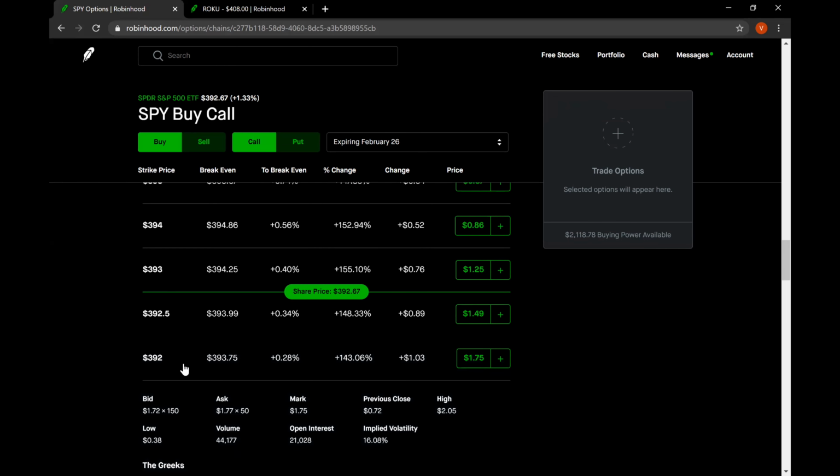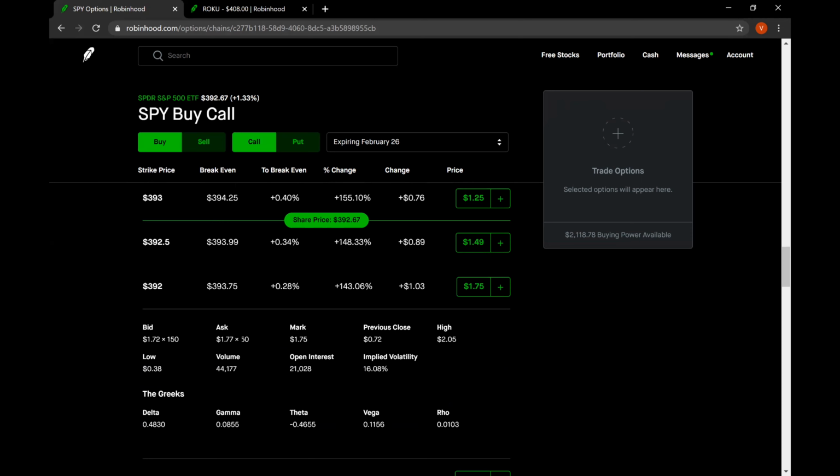You can also click on the actual strike, and all of the information for that call option will open up. So for this call option, we have the bid, the ask. You've got to remember that there's buyers and sellers. You have to buy a contract off of somebody else, and you have to sell a contract to somebody else. You can't just buy and sell to the broker. You can't buy and sell to Robinhood. So the bid represents the buyers, the ask represents the sellers, and looking at the current market price, which is $1.75, there's 150 buyers wanting to buy at $1.72, and there's only 50 sellers wanting to sell at $1.77.